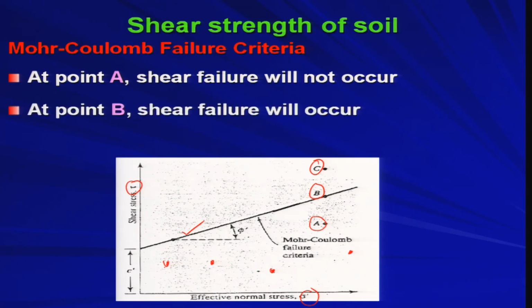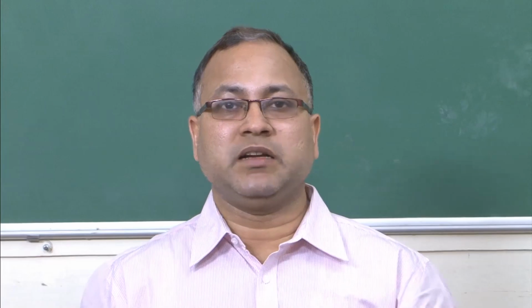Now, at point B, shear failure will occur. What is point B? Point B is exactly lying on the failure envelope. So any point which is touching or lying on this failure envelope, for that combination of sigma and tau you will be getting failure, right.